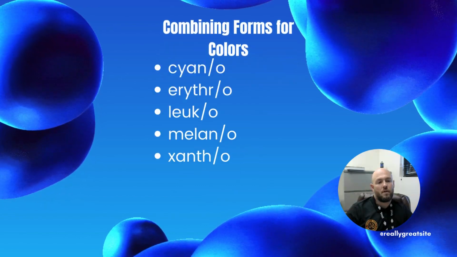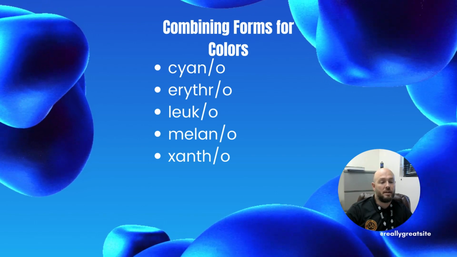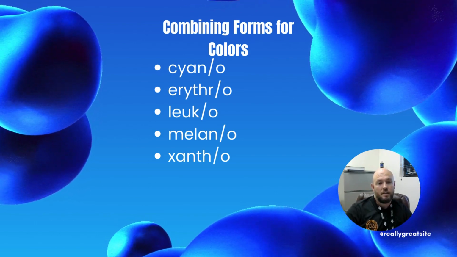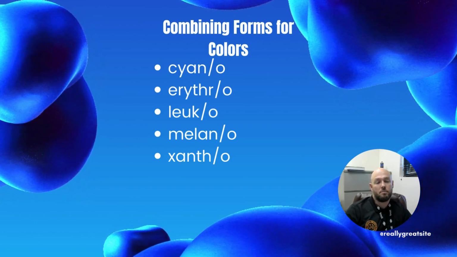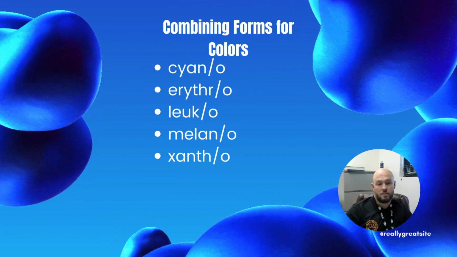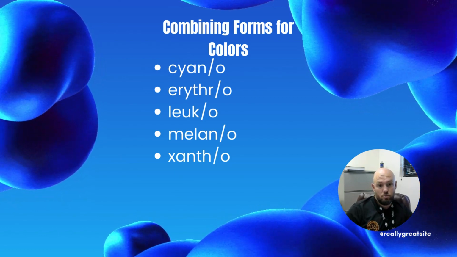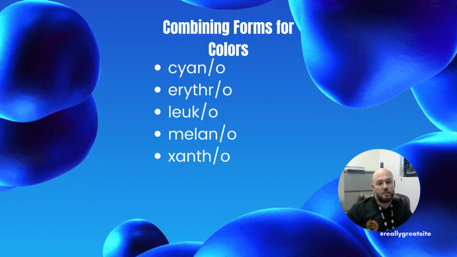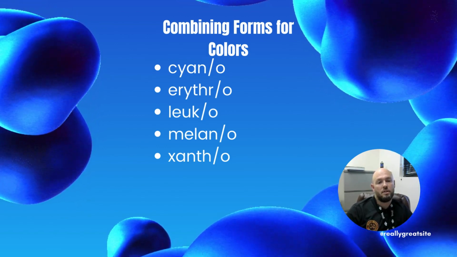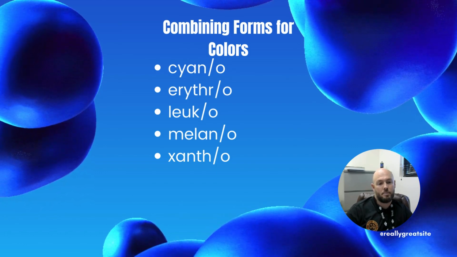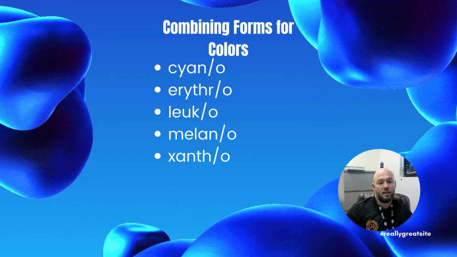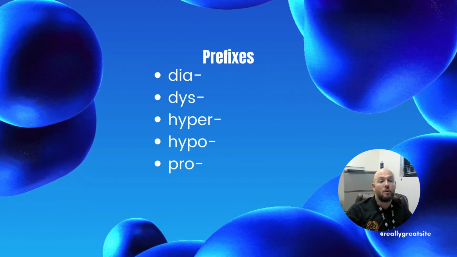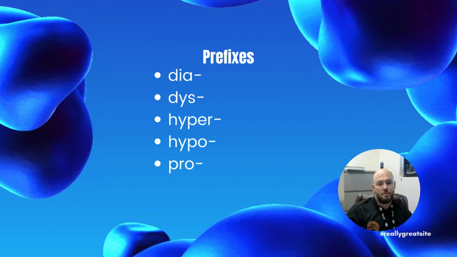All right, so referring to body structures, you might need to describe them in color. These are some combining forms referring to different colors you may need to use or understand. Cyano is blue. Erythro is red. Leuco is white. Melano is black. Xantho is yellow.